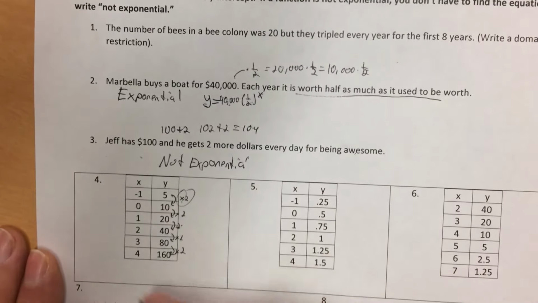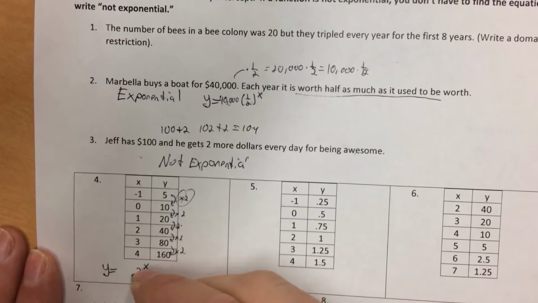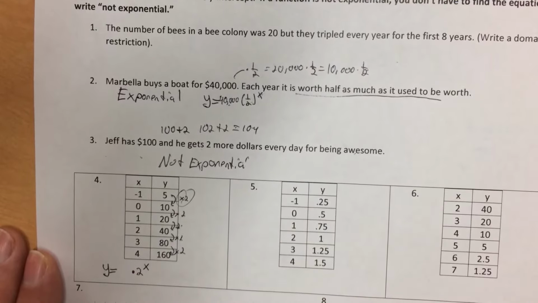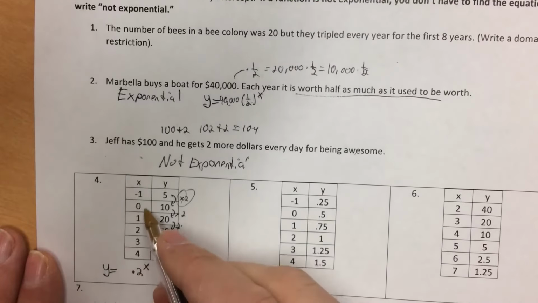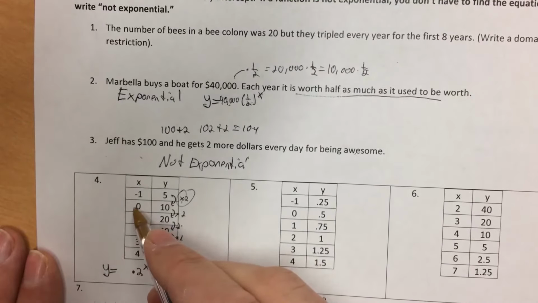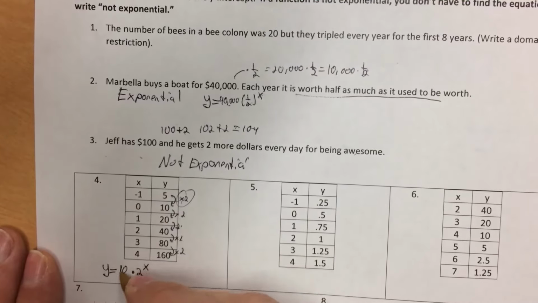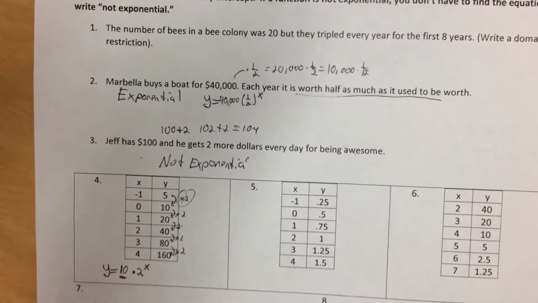The constant multiplier is obviously 2, so it's going to be 2 to the x, but we need to multiply it by whatever the starting value was. And the starting value is when x is 0. 2 to the 0 is 1. What does it need to be multiplied by? Well, when x is 0, 2 to the 0 is 1, and it needs to be multiplied by 10. That is the y-intercept, and that's what goes here. So 10 times 2 to the x.